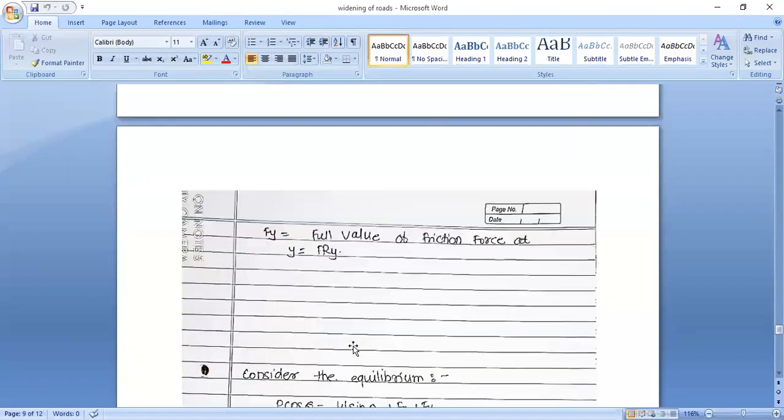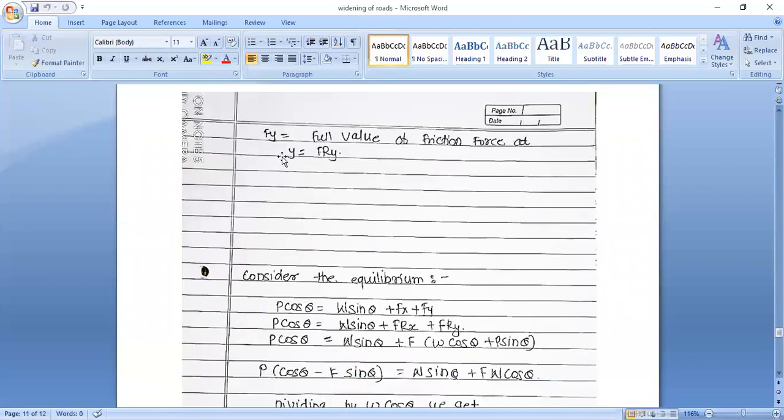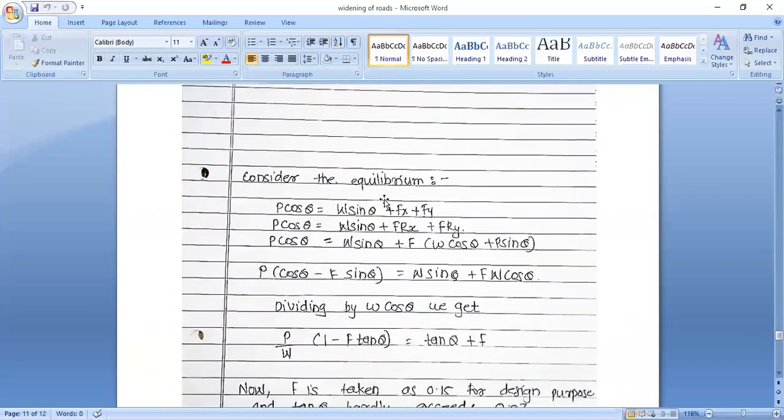Now we are going to calculate the super elevation. Fy is equal to the full value of friction force at y, which is equal to Fry. Hope you all get these terms and forces. Now we are going to calculate the super elevation.